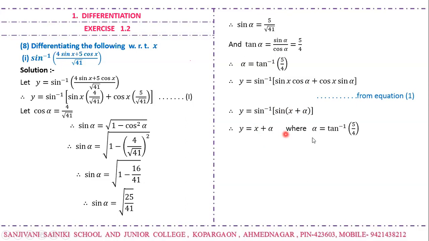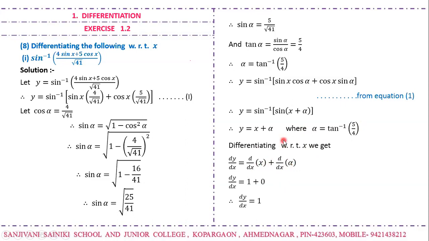But what is alpha? Alpha is tan inverse of 5 by 3, which is a constant. So when differentiating with respect to x, the derivative of alpha is 0, since it is a constant. So we get the derivative of x only, and it is 1.